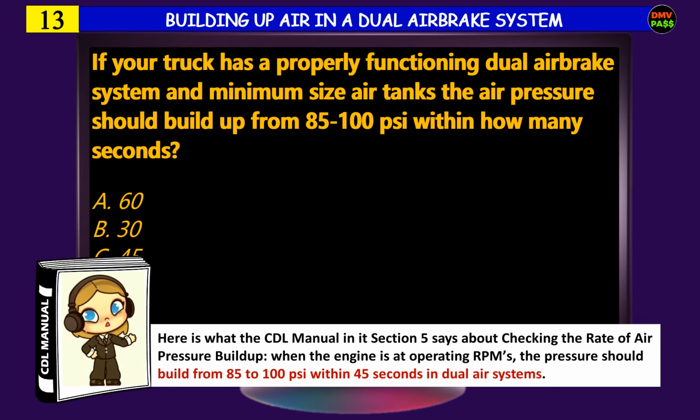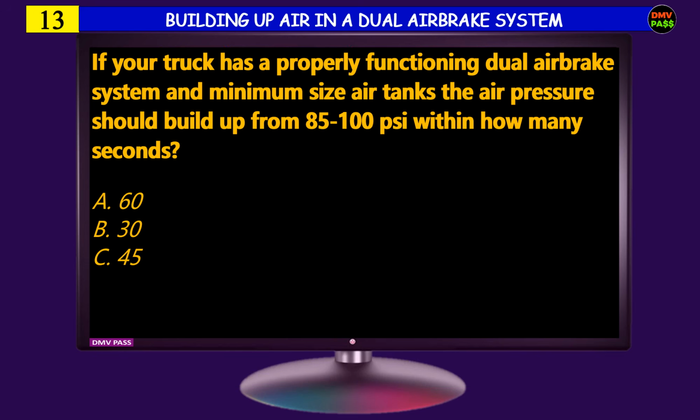Note: here's what the CDL manual in its section 5 says about checking the rate of air pressure buildup. When the engine is at operating RPMs, the pressure should build from 85 to 100 psi within 45 seconds in dual air systems. So, the correct answer is C, 45.